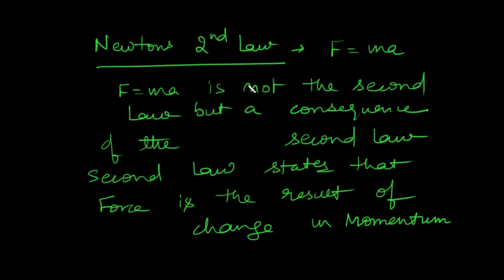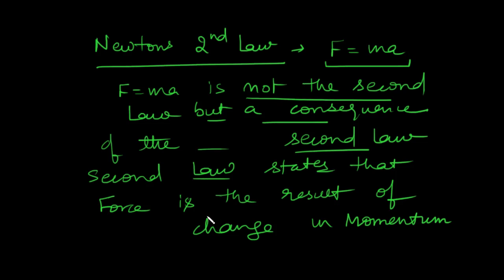Now we come to Newton's second law. Everyone knows Newton's second law is described as F equal to ma, but F equal to ma is not the second law, but a consequence of the second law. Second law states that force is the result of change in momentum. This is the second law. So for change in momentum we have F equal to dp, but force is the rate of change of momentum actually. This is the second law.